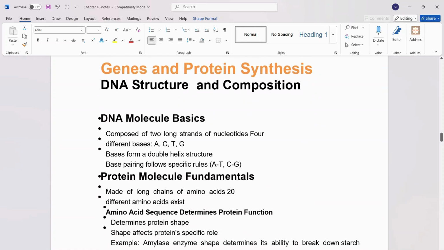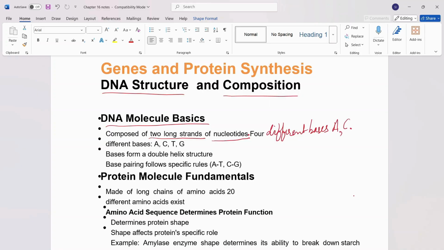Here we will talk first about DNA structure and composition. The DNA molecule is composed of two long strands of nucleotides. It has 4 different bases, and these are capital A, capital C, capital T and capital G.